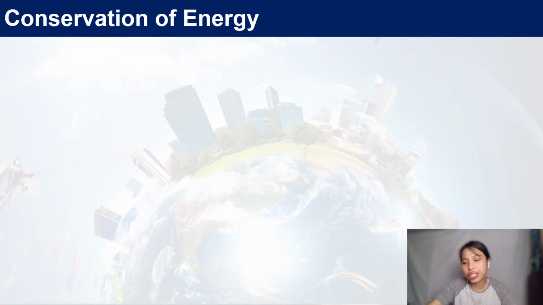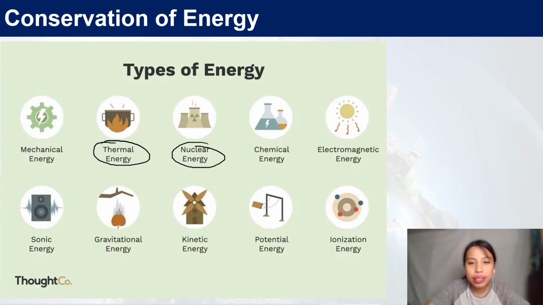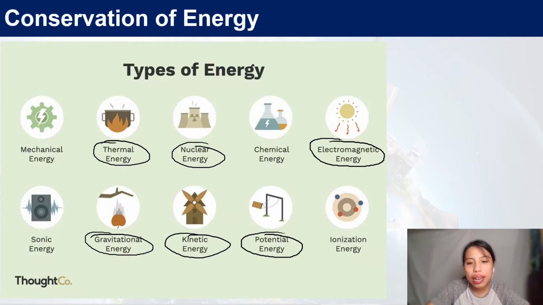So, conservation of energy. Just now I mentioned some types of energy: chemical, electricity. You can just Google search and you'll find a very nice list of energies, and it looks something like this. This is just a rough idea of what types of energy there are. In physics, we will look at a bit of thermal energy, a bit of nuclear. Chemical, not so much. Electromagnetic, maybe a little bit. Sonic, not so much. Gravitational, yes. Kinetic, potential. Ionization energy, somewhat.